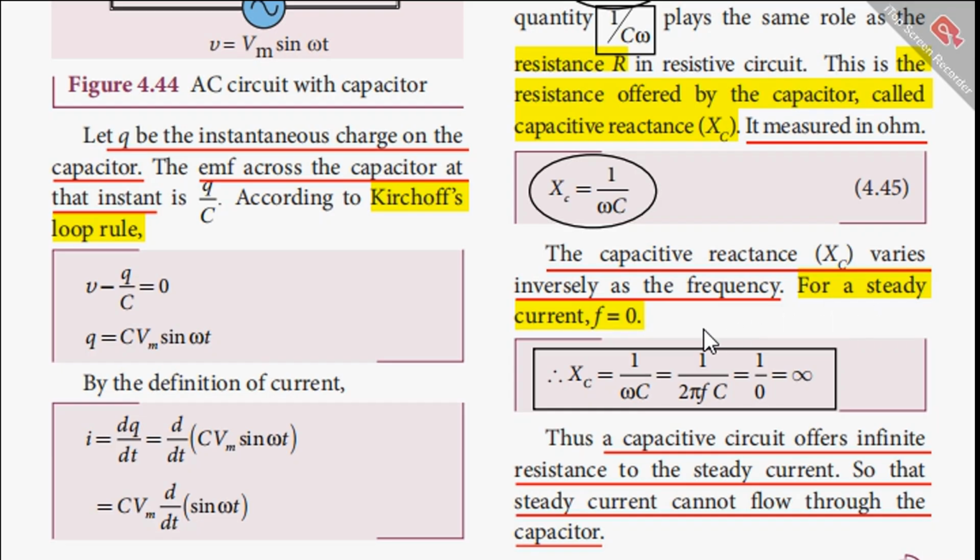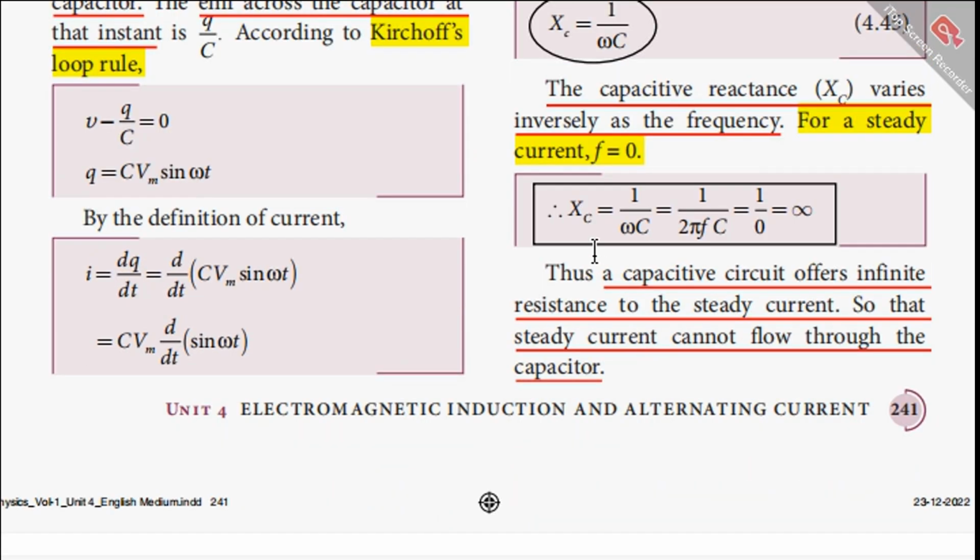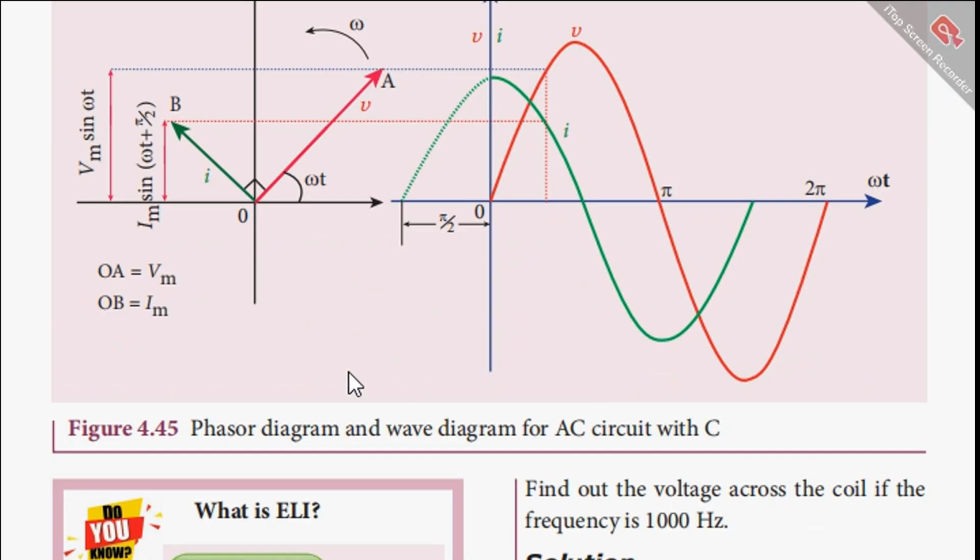For a steady current, F equal to 0, and Xc is given by the expression 1 by omega C, or 1 by 2 pi FC. So for a steady current, F is equal to 0, therefore Xc becomes infinity. So a capacitive circuit offers infinite resistance to the steady current, so that steady current cannot flow through the capacitor at all. This we should remember. So this is the phasor diagram and wave diagram for the voltage and current in an AC circuit containing only the capacitor.